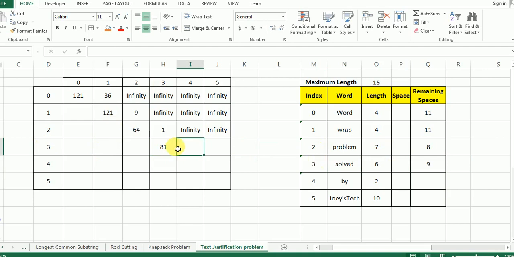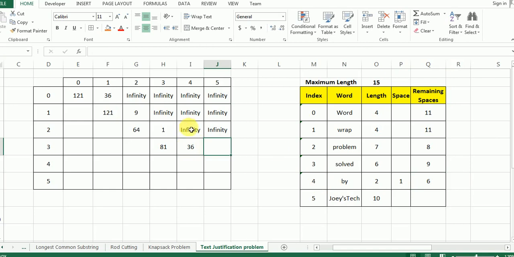Now 3 to 4 is going to be our next cell calculation, solved by. 6 plus 2 is 8 plus 1 space between them. So 15 minus 8 is 7. So I'm going to place 7 over here. I'm sorry, it is going to be 9. 6 plus 2 is 8 plus 1, 9. So 15 minus 9 is going to be 6, not 7. And I will place 36 over here.